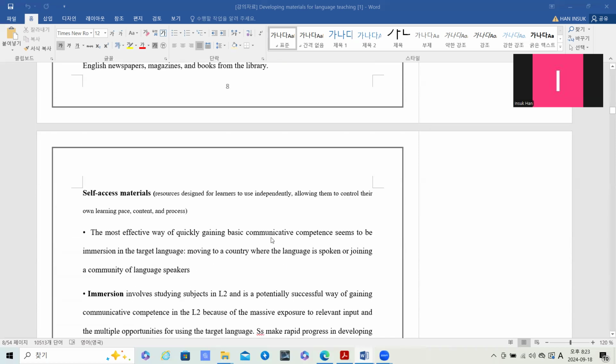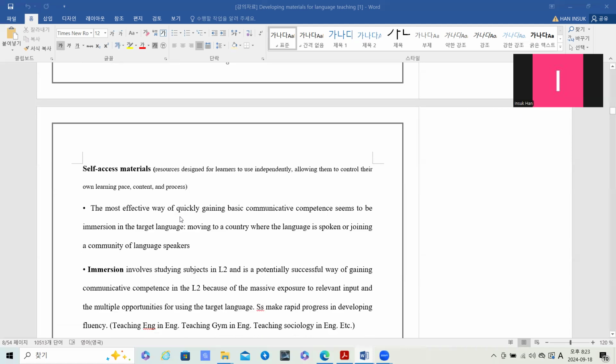All right, let's look at the next page. Self-access materials. The concept of self-access materials was not clear at the beginning. At the time, I just read through the article. So self-access from whom? I mean, from teachers or from students. The self-access material means the self-access from students.